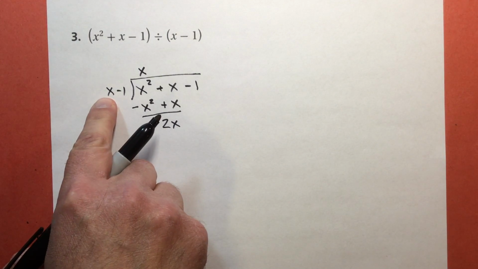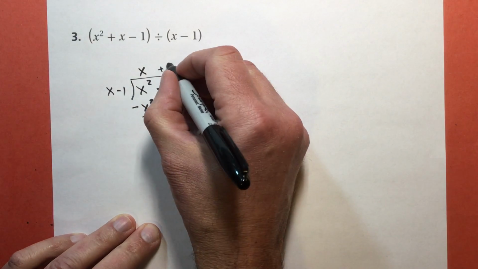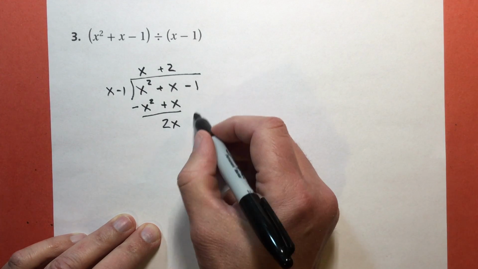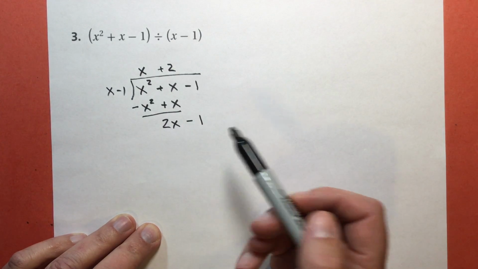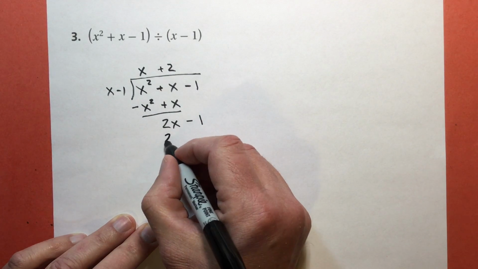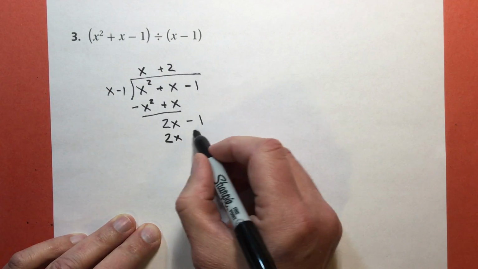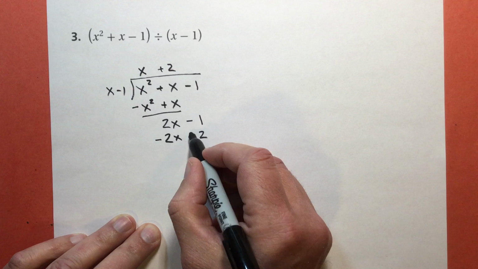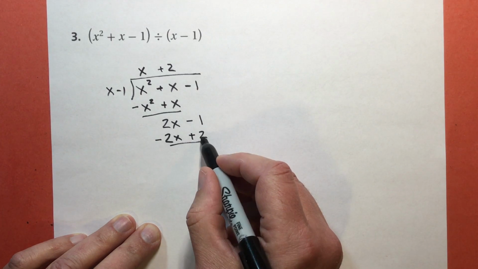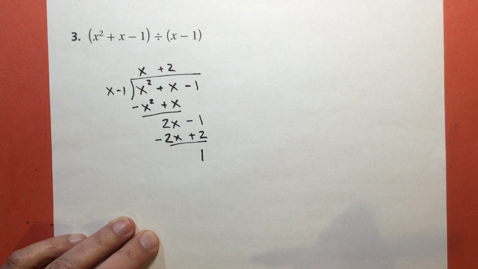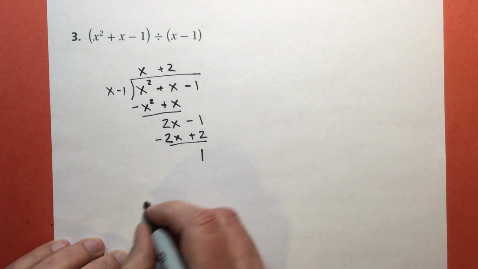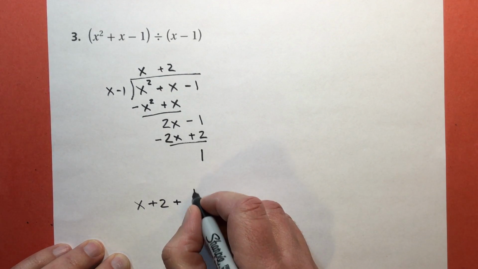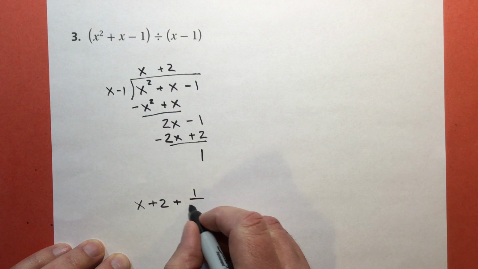What do I multiply that x by that equals 2x? I need a 2. 2 times, oops, forgot to do this. Don't forget to add negative 1 to 0 and get the negative 1, sorry. 2 times x is 2x, and 2 times negative 1 is negative 2. Change the sign, and I get negative 1 plus 2, which is 1. So that's my remainder, and my quotient is going to be x plus 2 plus 1 over x minus 1.